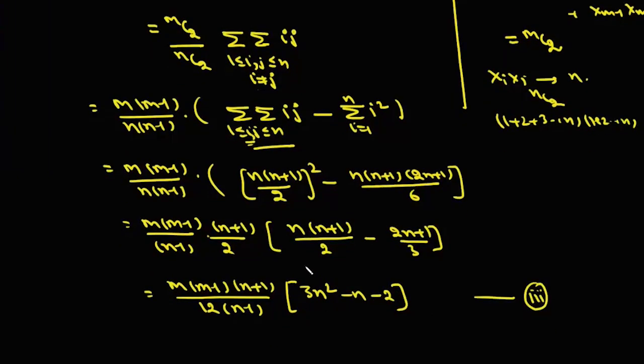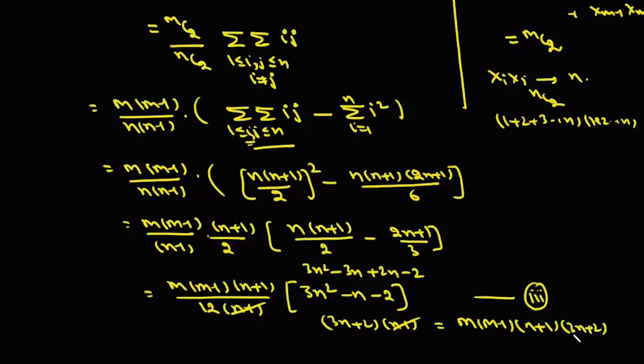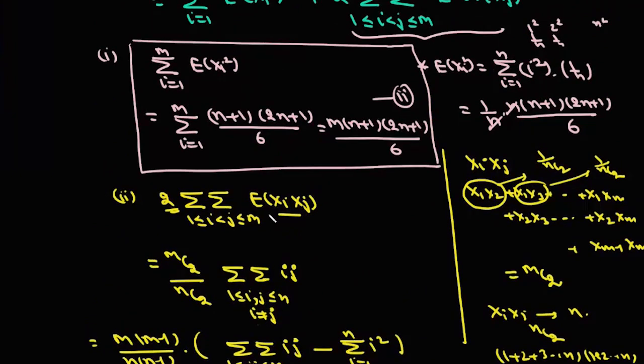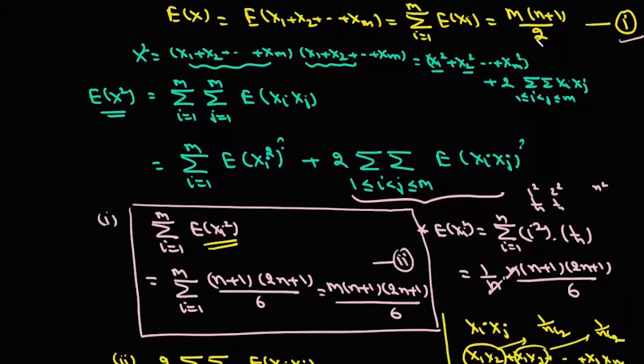We can actually factorize this. So this is 3n square minus 3n plus 2n minus 2. So there will be 3n plus 2 into n minus 1. Now this n minus 1 and n minus 1 will cancel. So basically we can write this as n minus 1, n plus 1 into 3n plus 2 whole divided by 12. So now we have our 3 results. So this is our third result, which is this 2 times double summation E[xi xj]. Then we have this E[xi square], and we have our E[x].